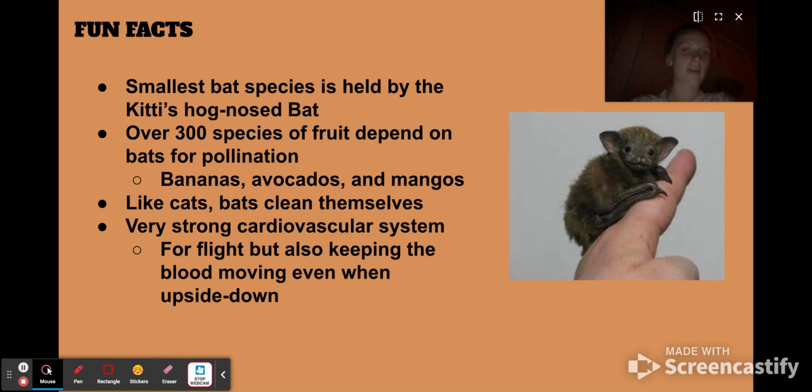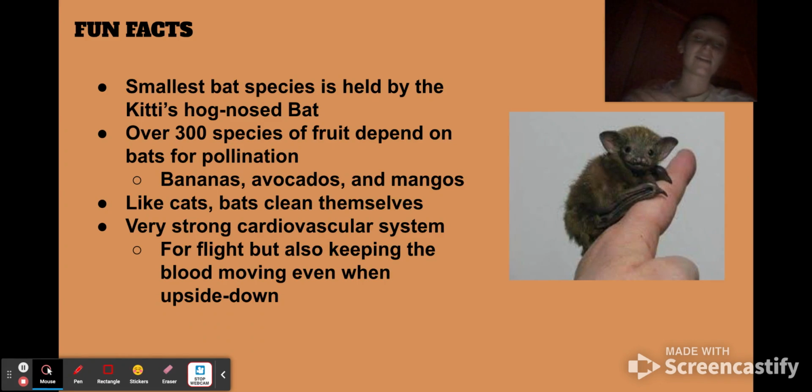So a couple fun facts. The smallest bat species is held by Kitti's hog-nosed bat, which is this picture right here. It's so cute. It's so small. Over 300 species of fruit depend on bats for pollination, like bananas, avocados, and mangoes. If we didn't have bats, we wouldn't have those pollinators, and we'd have to say goodbye to some amazing fruits.